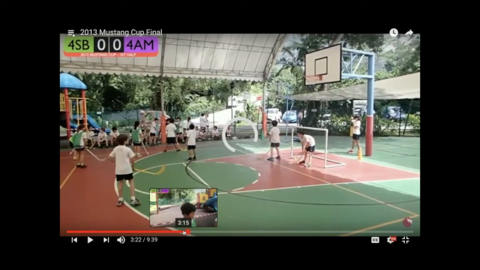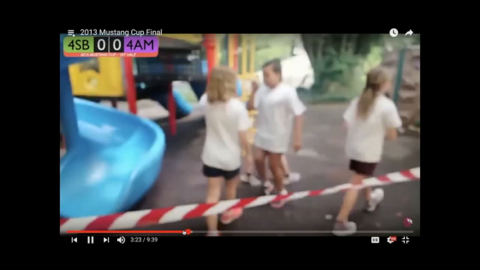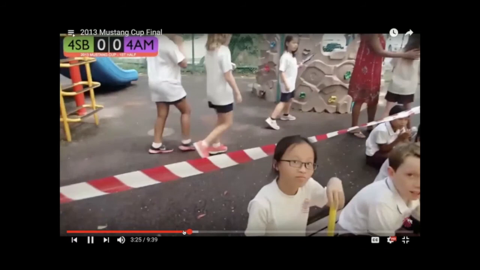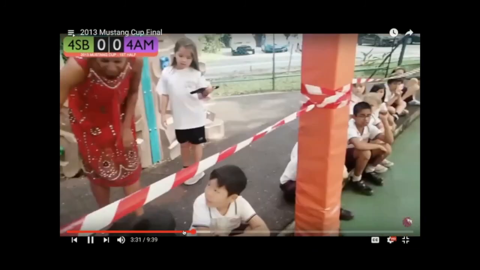So you get a bit of an idea of what it looks like. The game was incredibly exciting. We've got our cheerleaders there, some of our substitutes looking ready, anxious to go in. And here we have a massive crowd, as you can see.